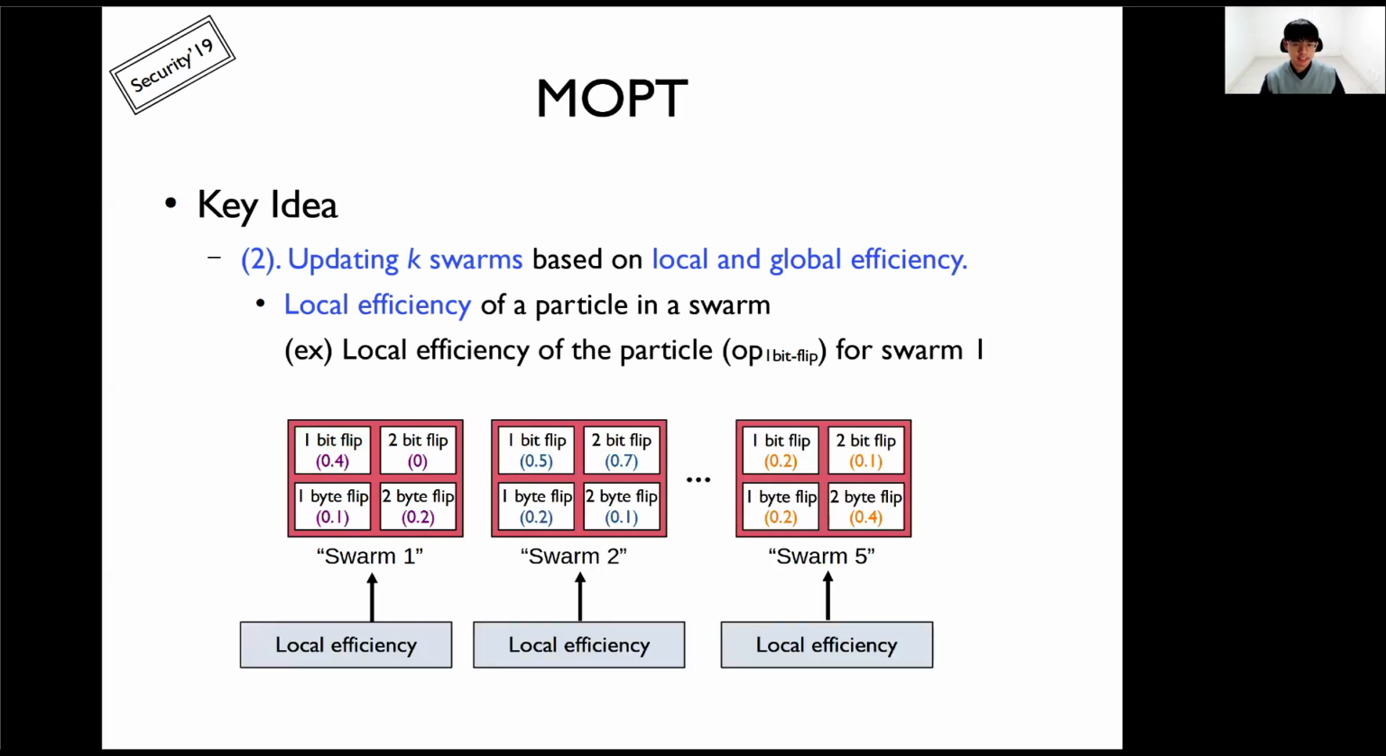In this way, this learning algorithm first calculates the local efficiency of all the particles in all the swarms as follows. And intuitively, this local efficiency represents how much each mutation operator contributed to generating interesting input in each swarm.